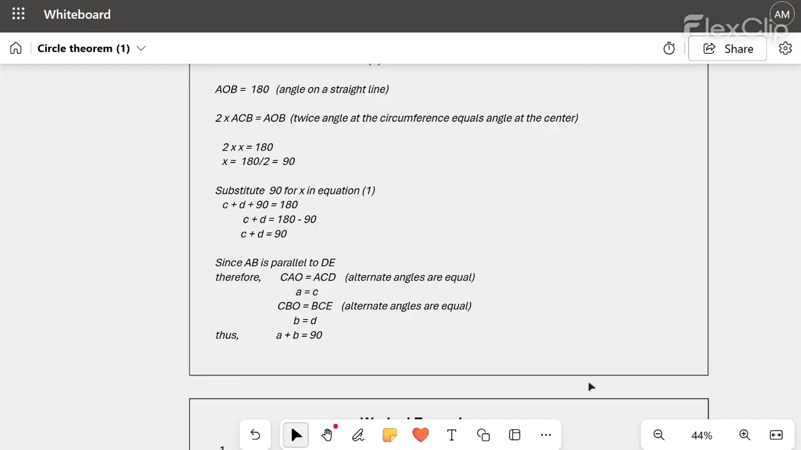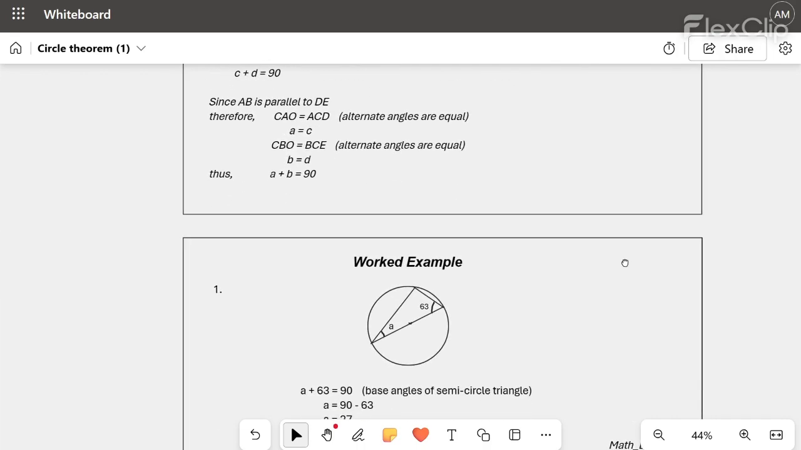Now we'll look at a very simple example to check whether this is true. This is our worked example. In this diagram, we have a circle and a triangle inside the circle. But the triangle is not just a random triangle. It is such that the base of the triangle is the diameter of the circle. The first angle we have is 63, and the second angle is angle A, which is unknown. The task here is to find the unknown angle, angle A.